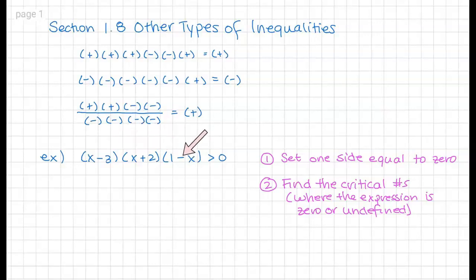And you can see that it's super easy to find the critical numbers because it's factored. So in general, to find the critical numbers, you factor it and set each factor equal to 0. So if we set each factor equal to 0, we'll be able to easily find the critical numbers. We have x equals 3, x equals negative 2, and x equals 1 as our critical numbers.